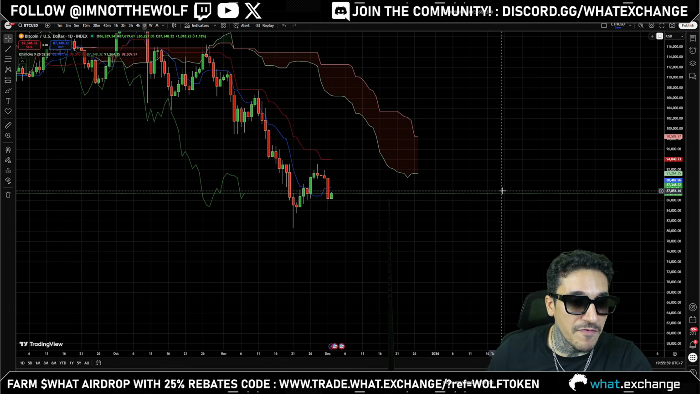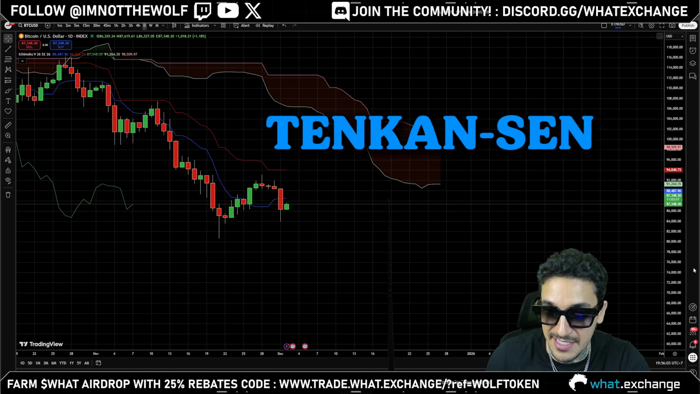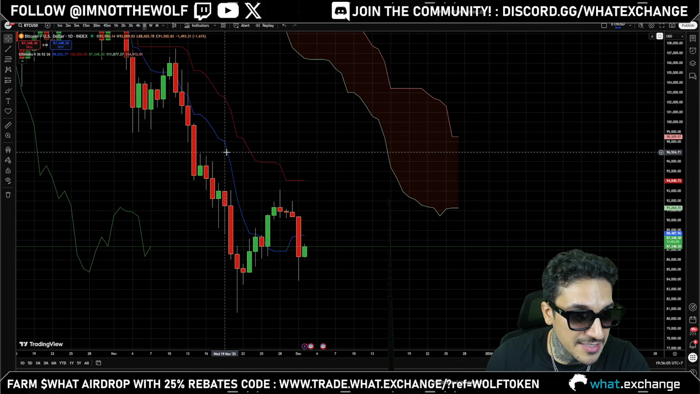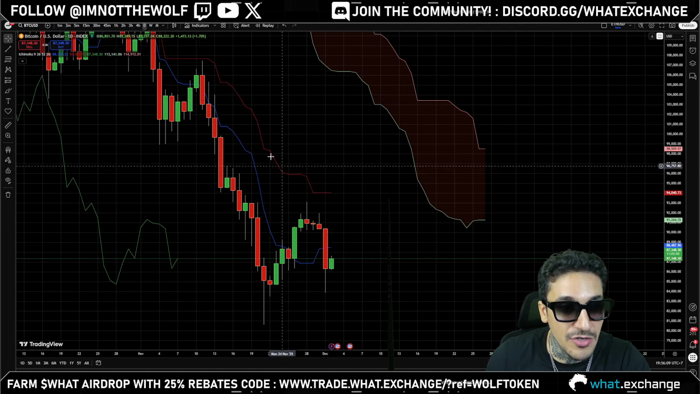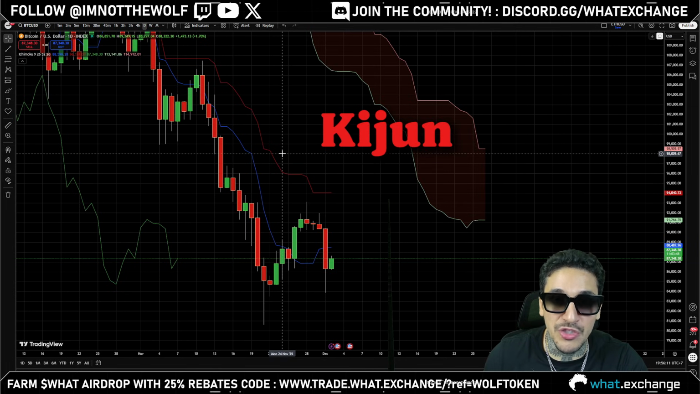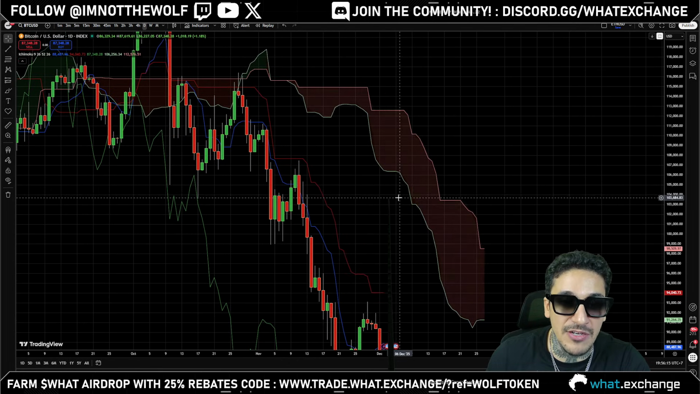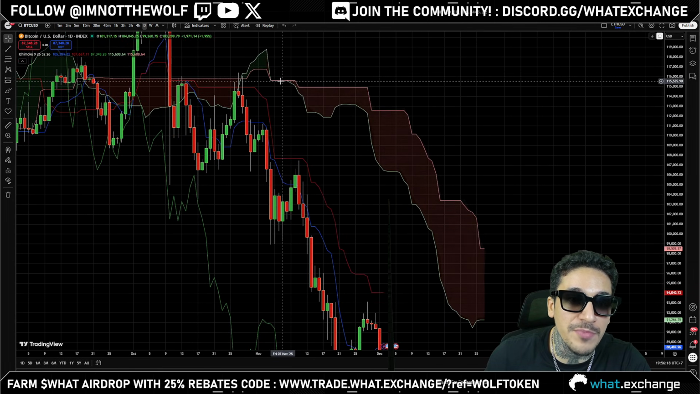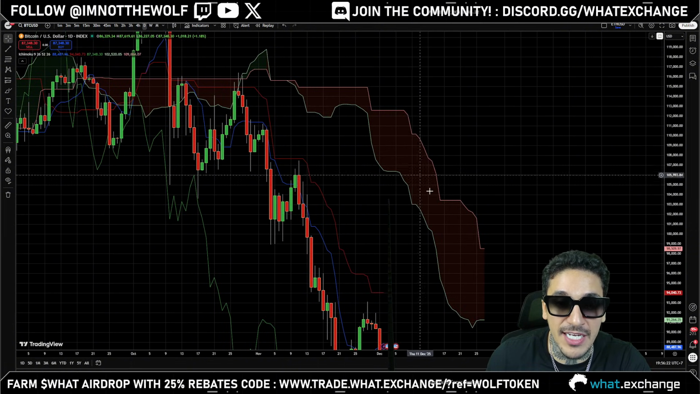Okay, guys. So the very first thing that we want to talk about is the Tenkan Sen. The Tenkan Sen is this blue line right here. That's the Tenkan Sen, okay? The red line is called the Kijun. Then you have the actual clouds. The clouds are made and formed by another line, this green line right here and a red line right here.